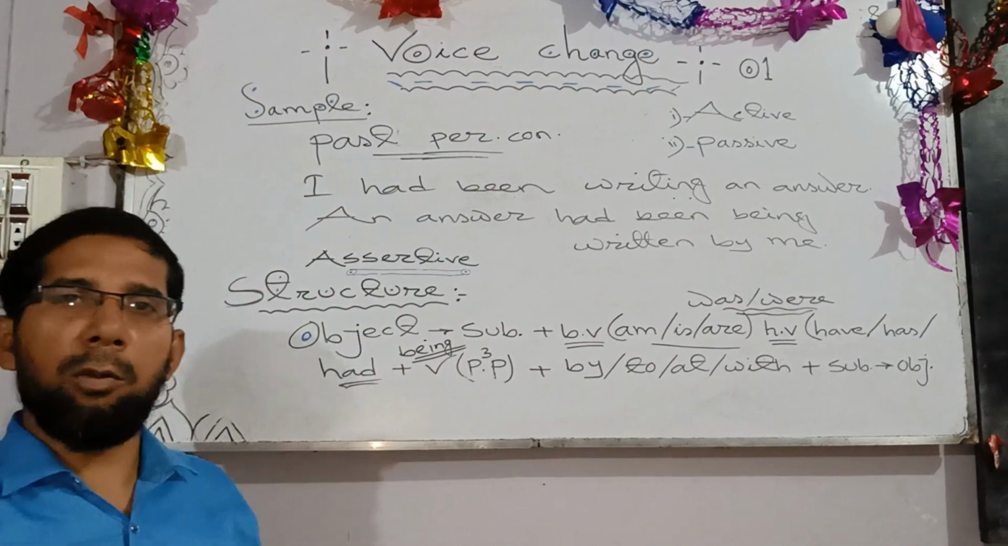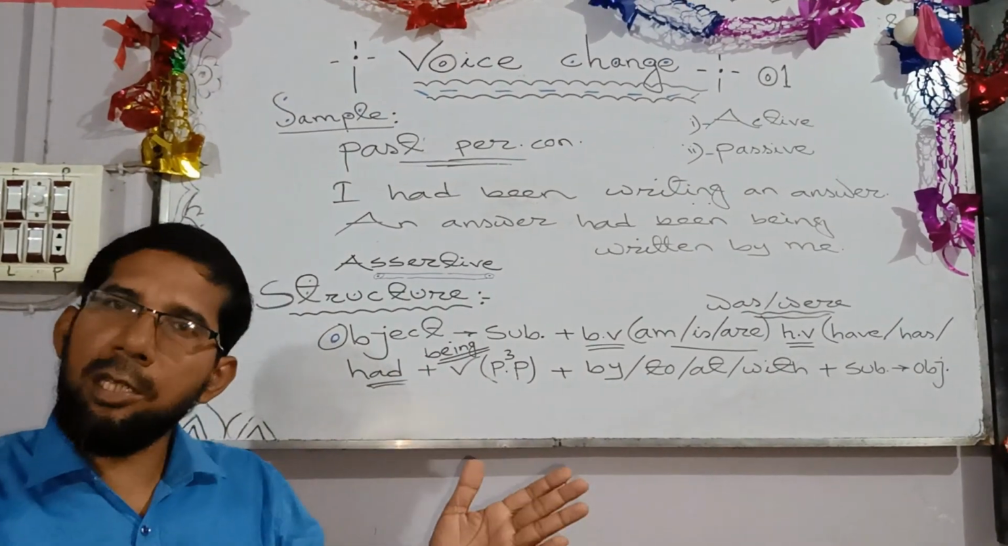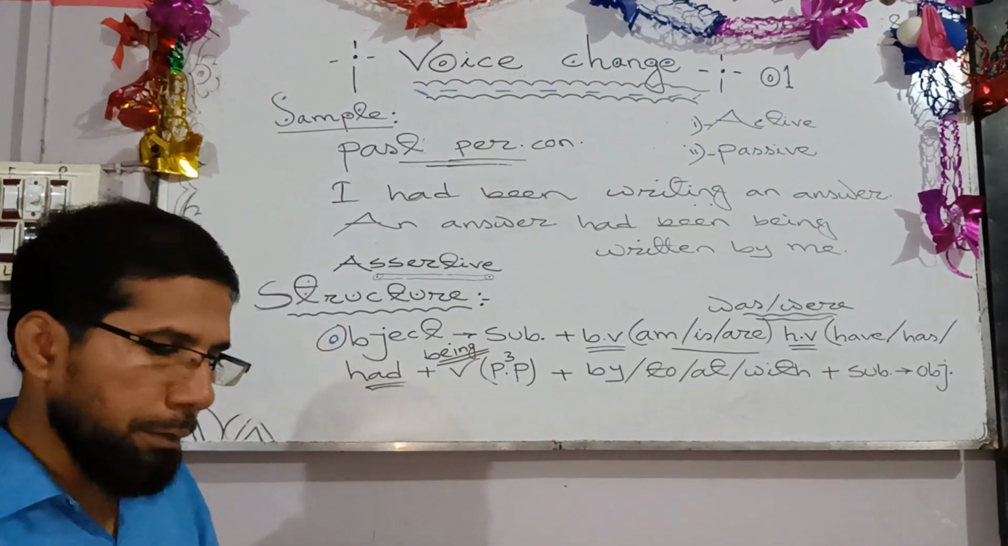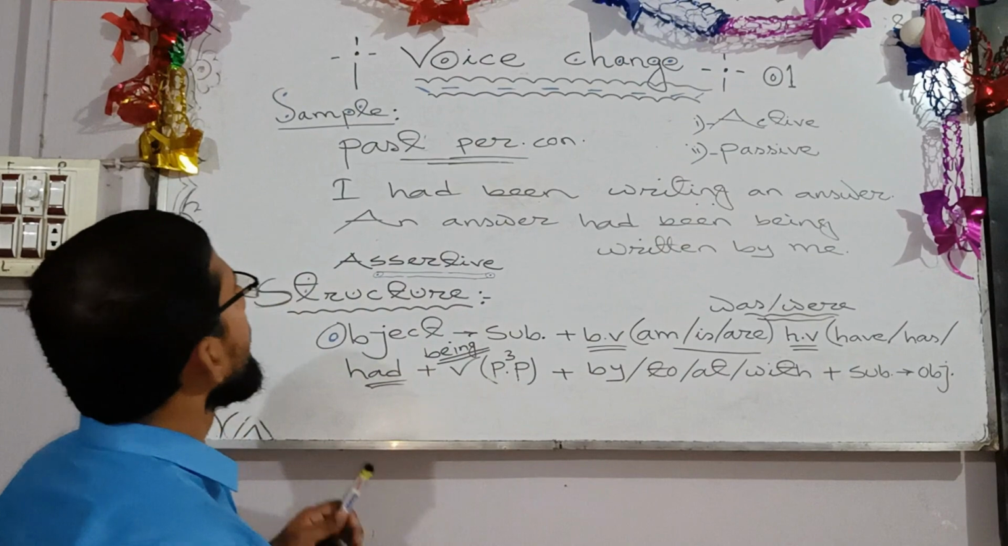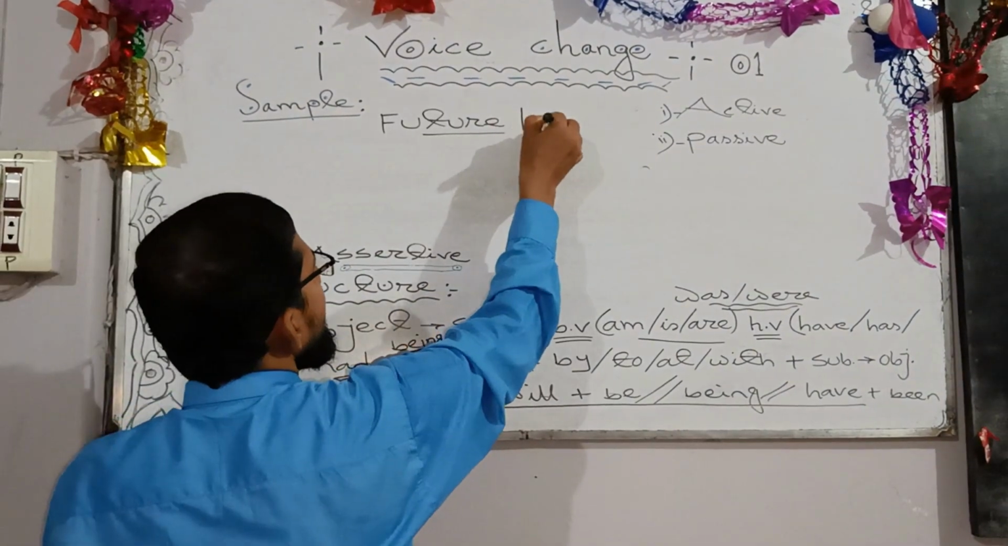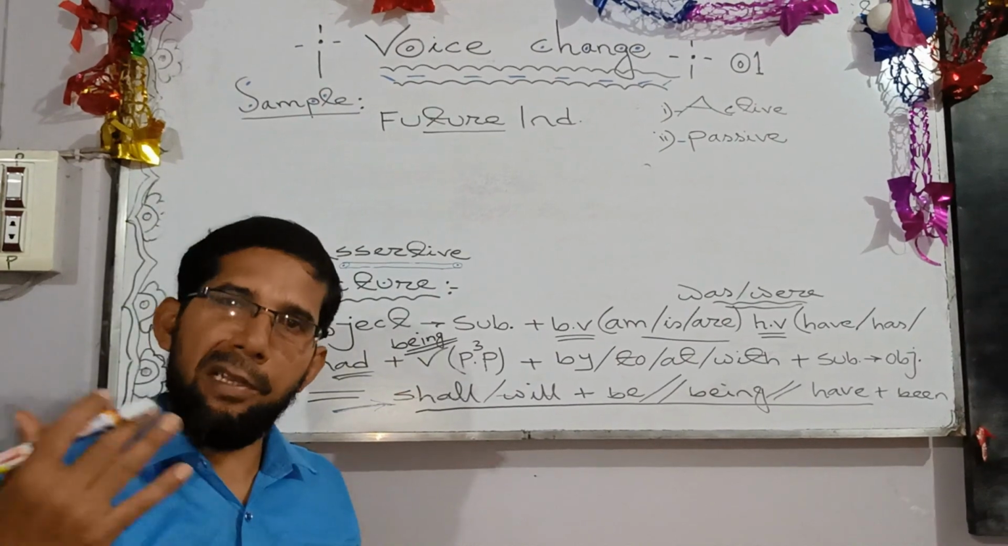Already we have finished the activities of past tense and present tense both. Now what is the rest? Future tense. What will happen later? Okay. Come to future tense. Future means what will happen tomorrow, what will happen later.